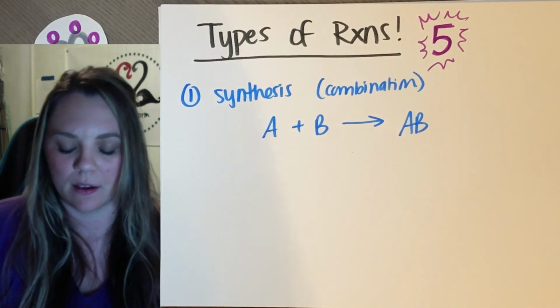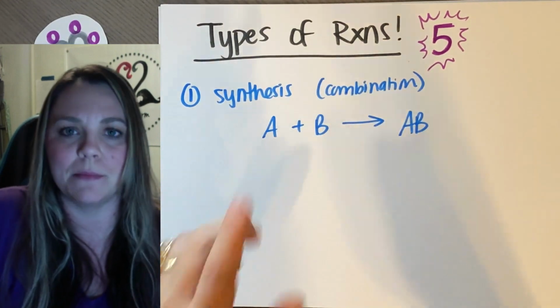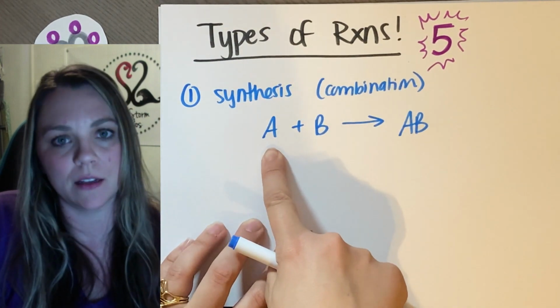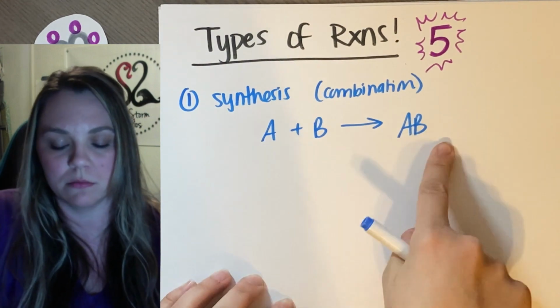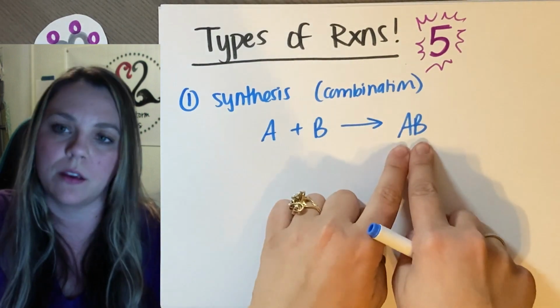So I don't know why we always have the generic, we use A's and B's or X's and Y's. I don't know why we do that, but just for fun, in case you're trying to use Google or look in your book and you're seeing this thing, now you know what this means, okay? So you have 2 different reactants, you put them together, you make one product.